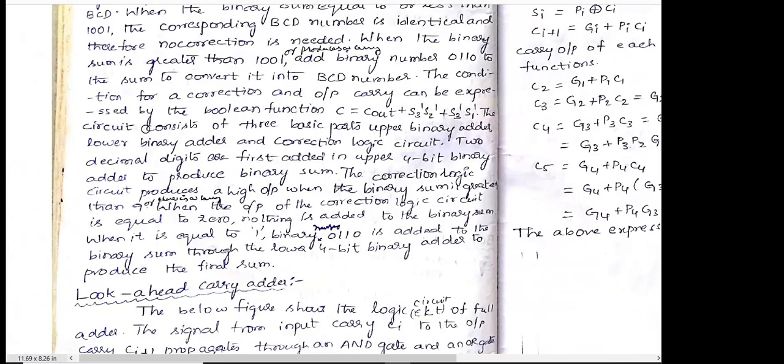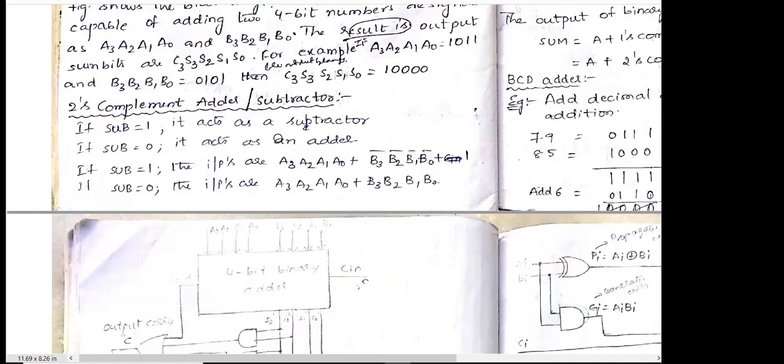See, if the subtract equals to 1, here the sub is mode control. If sub input equals to 1, it is performing subtraction operation. If this input equals to 0, it is performing the addition operation. If subtract equals to 0, it will perform the addition of A with B. If subtract equals to 1, it will perform the subtraction of A minus B. See the condition. The condition here is highlighted. If the subtract equals to 1, the inputs are A3, B3, A2.